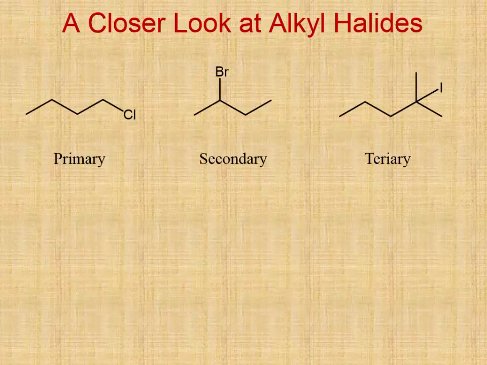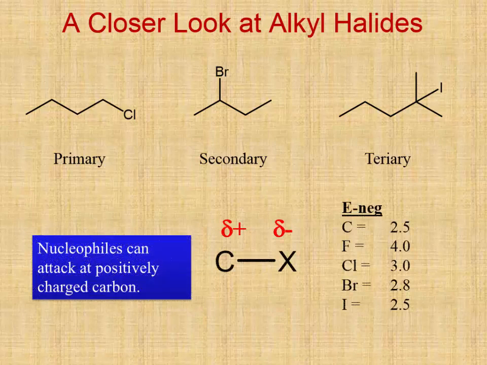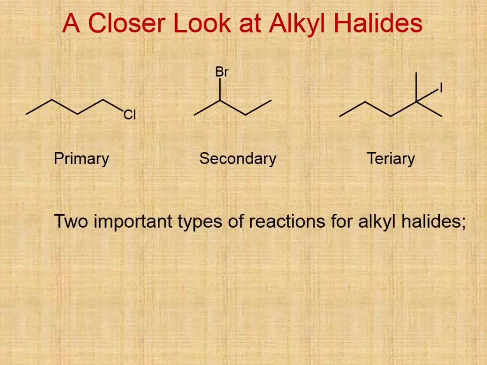Recall that we classify our alkyl halides as primary, secondary, and tertiary. And you'll see a little bit later on that one of the reasons that we do this is that their reactivity is different. So classifying the alkyl halides allows us to predict what types of reactions they will participate in. As I mentioned earlier, our carbon-halogen bond is polarized, with carbon at the positive end, and nucleophiles tend to attack this positively charged carbon. There are two important types of reactions of alkyl halides that we're going to be talking about. Those are nucleophilic substitution and elimination.